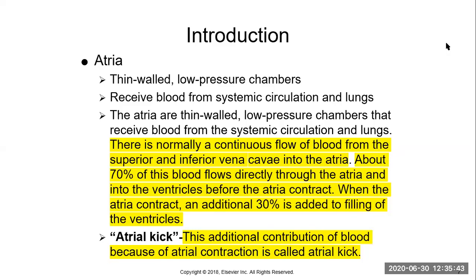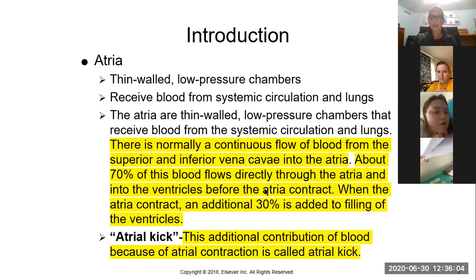Okay, so the atria are thin-walled, low-pressure chambers. They receive blood from the systemic circulation. They normally flow from the superior and inferior vena cava. About 70% of the blood flows directly through the atria and into the ventricles, like I talked about. And when the atria contracts, an additional 30% is added to fill the ventricles, okay?